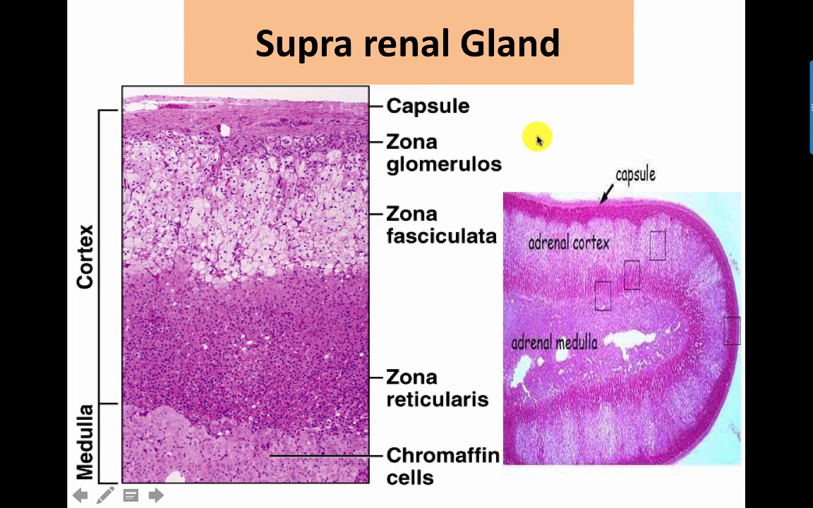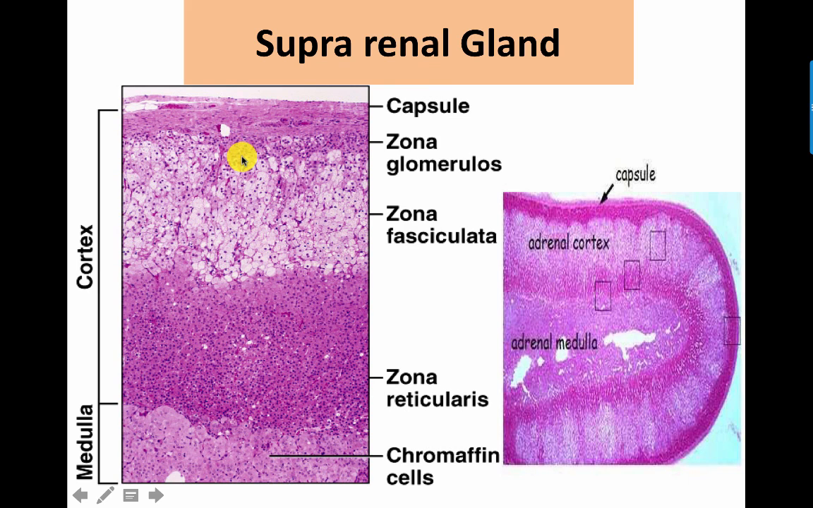The second gland is the suprarenal gland. The suprarenal gland is found above the kidney, and it is formed of a capsule, and under the capsule we have a cortex, peripheral part, and medulla, inner part. Here the cortex is divided into three zones according to the arrangement of the cells.